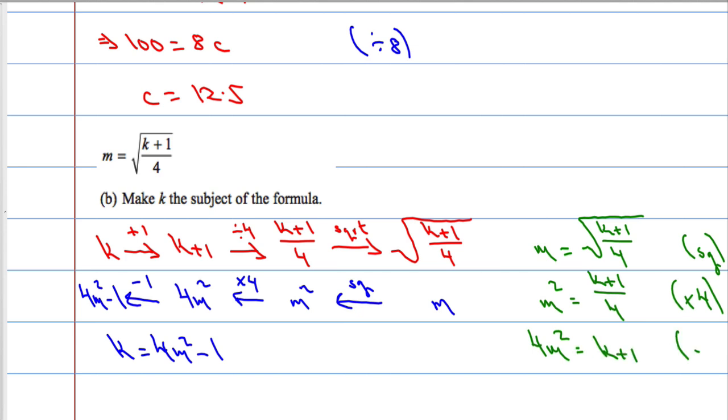And then finally I have to take 1 away from both sides. So we get 4m squared take away 1 equals k. You might notice that these 3 steps are exactly what has happened here. So the storyboard way of doing it might help you figure out the stages to answer the problem.